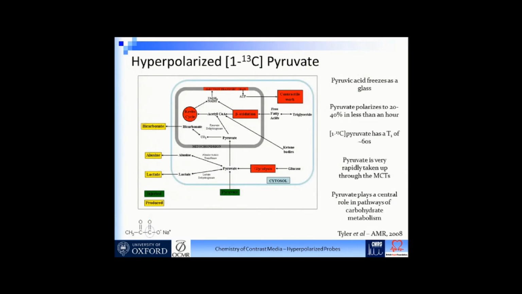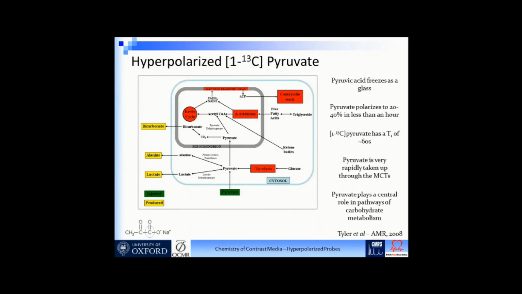The vast majority of work that's been done in this field has been done using hyperpolarized pyruvate labeled at the first carbon position with carbon-13. It ticks all of those boxes of what an ideal probe should be. It freezes as a glass: pyruvic acid is available as a liquid, and it freezes directly as a glass. Other molecules can be frozen as a glass, but they tend to need glassing agents to help them get to that situation.